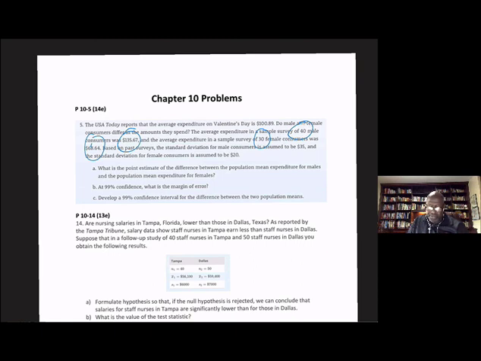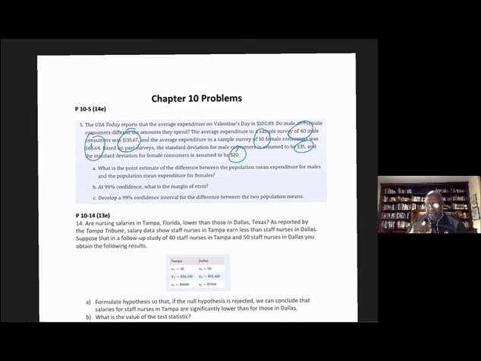Is 35 for males and 20 for females. And then we ask, what is the point estimate of the difference between the population mean expenditures for males and females? So of course, the point estimate is just the difference between the sample values, right? And then what is a 99% confidence interval? Or basically find the margin of error for a 99% confidence interval and then put it all together in part C.